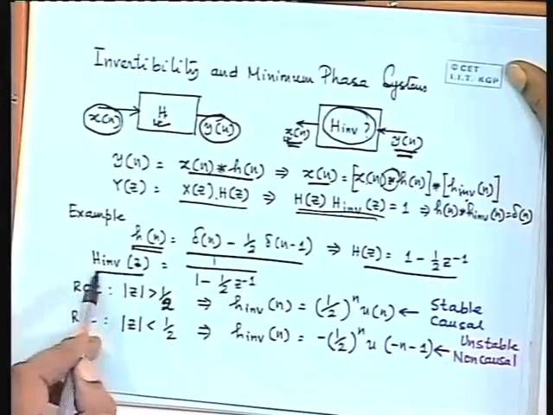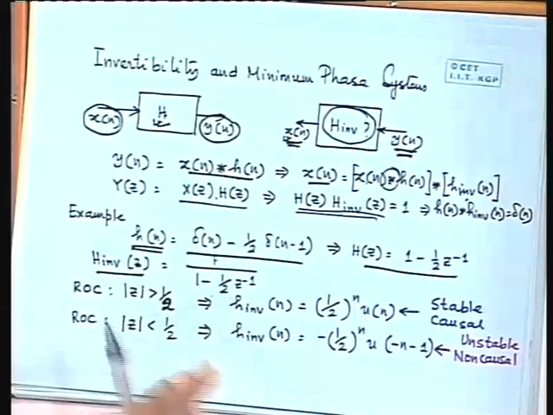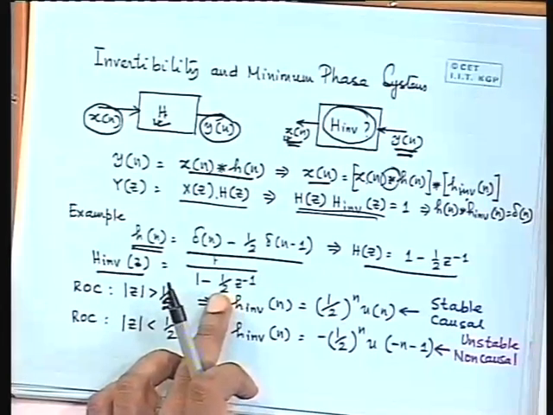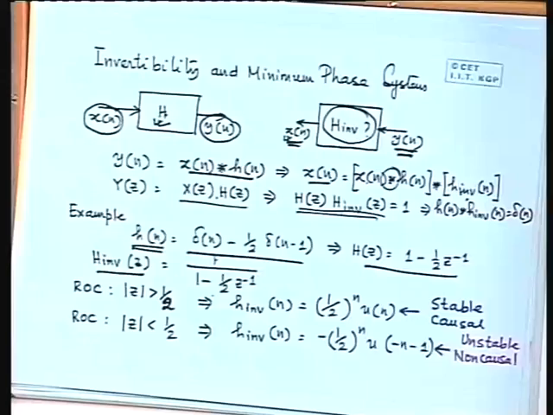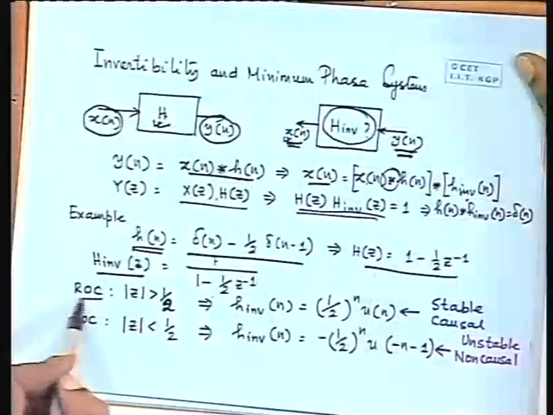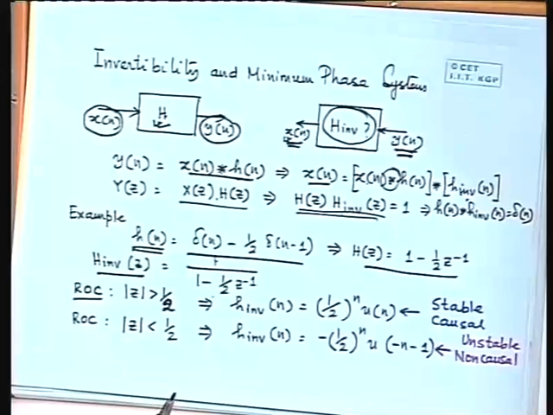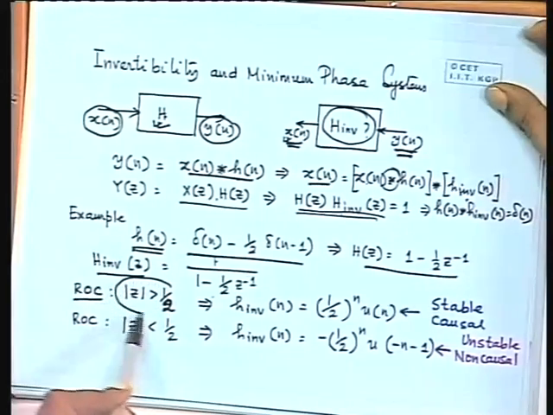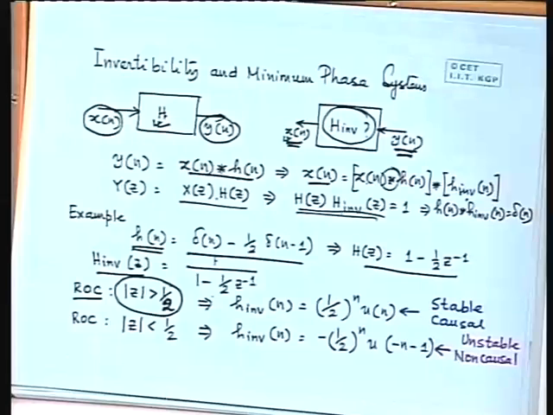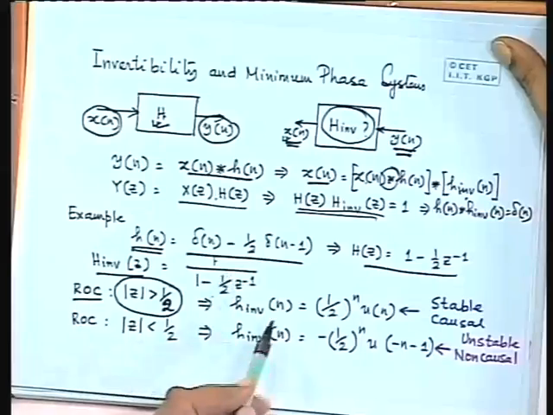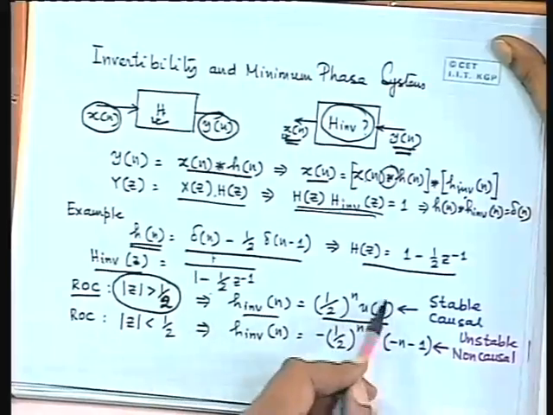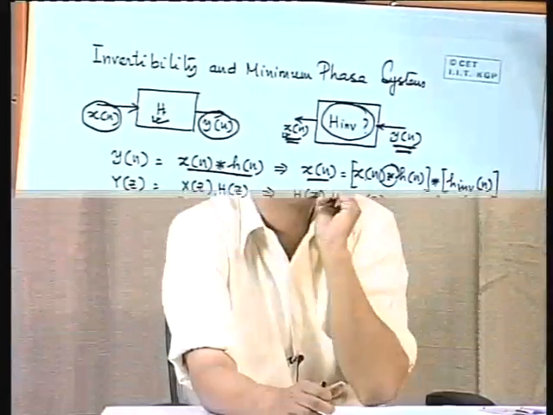So what is H inverse(z)? It is 1 by this. Now the point is that given that H inverse(z) is equal to this, can you find out what is H inverse(n)? It depends on what is the region of convergence you are assuming. If you assume that the region of convergence is |z| greater than half, that is, this sum should converge for |z| greater than half, which we generally assume always in our standard z transforms, then it turns out that H inverse(n) is this. u(n) means a unit step function.